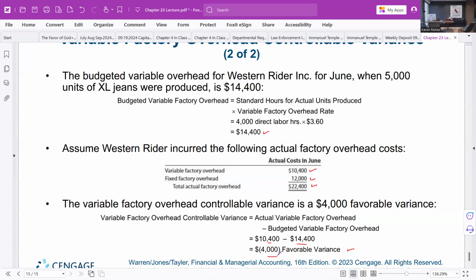So we have one basic model that we use for direct materials, and we modified it slightly for direct labor. And then we have an entirely different model that we use for the variable overhead.